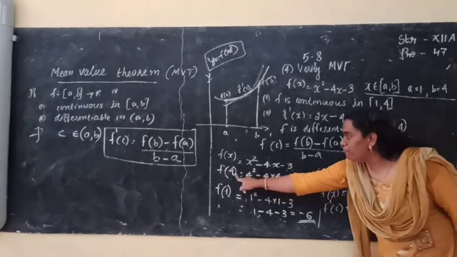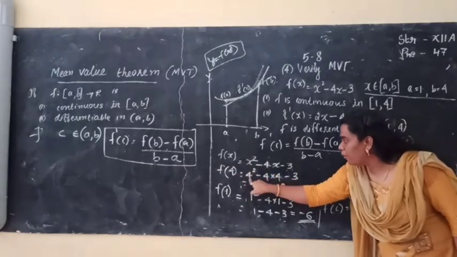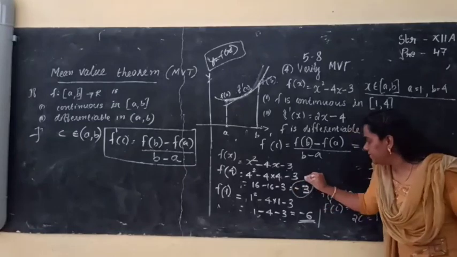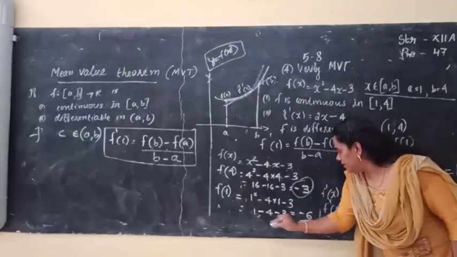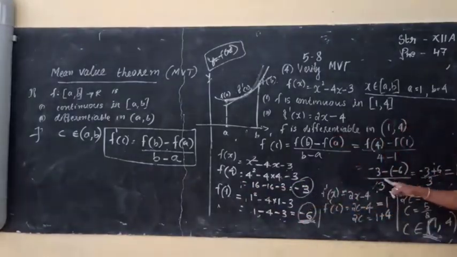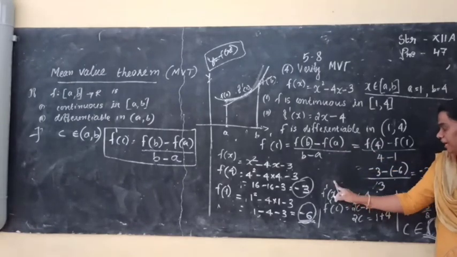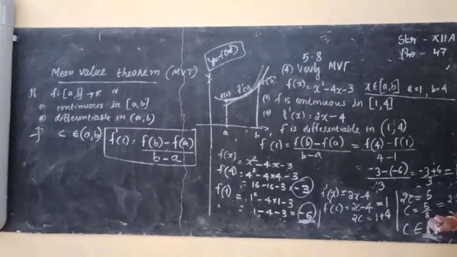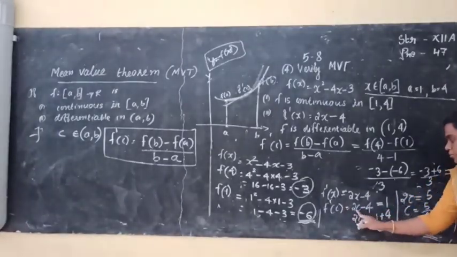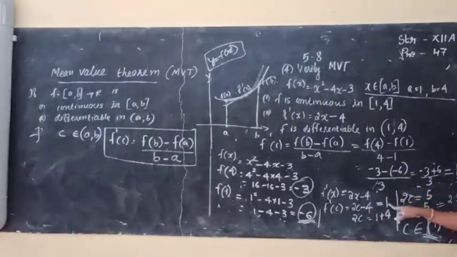We found f of 4. Replace x by 4, what did we get? We got minus 3. And f of 1, we got minus 6. On substitution, minus 3 minus of minus 6, plus 6, by 3. We got the answer 1. So f dash c is equal to 1. What is f dash c? F dash x is 2x minus 4. Then f dash c, that is 2c minus 4. We got it as 1.